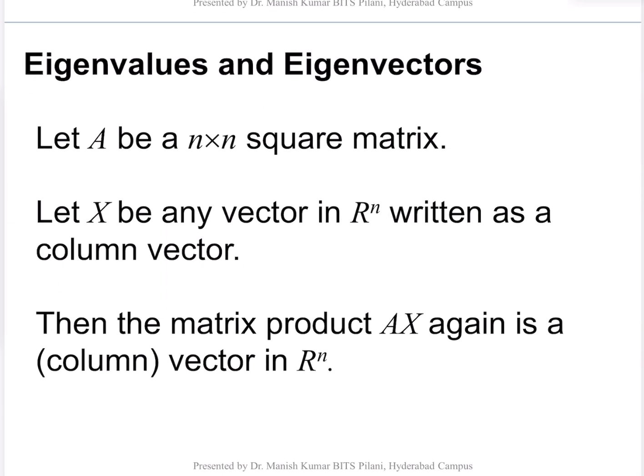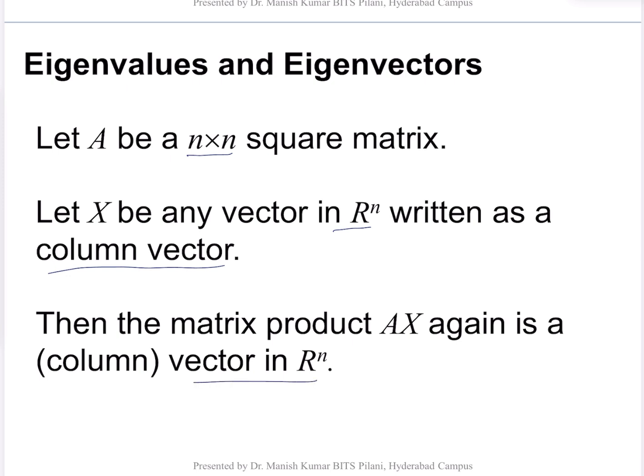So as far as the definition is concerned, let A be any square matrix, meaning the same number of rows and the same number of columns. Here I have assumed an n cross n square matrix, and X be any vector in Rn written as a column vector. Okay, then the matrix product AX again is a column vector in Rn, right?